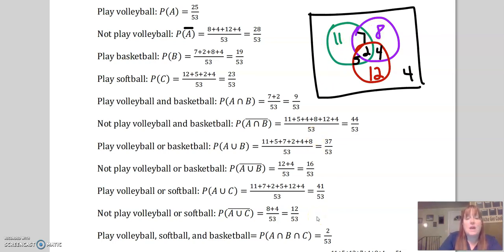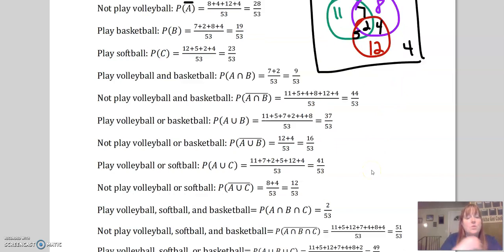What if we ask how many people play softball or volleyball? That would be everyone inside the green circle and everyone inside the red circle. So we're going to have 11 and 7 and 2 and 5 and 12 and 4. What if we said not play volleyball or softball? So we take out, cross your eyes and imagine that this circle disappears and this circle disappears. What do we have left? We have 8 and we have 4.